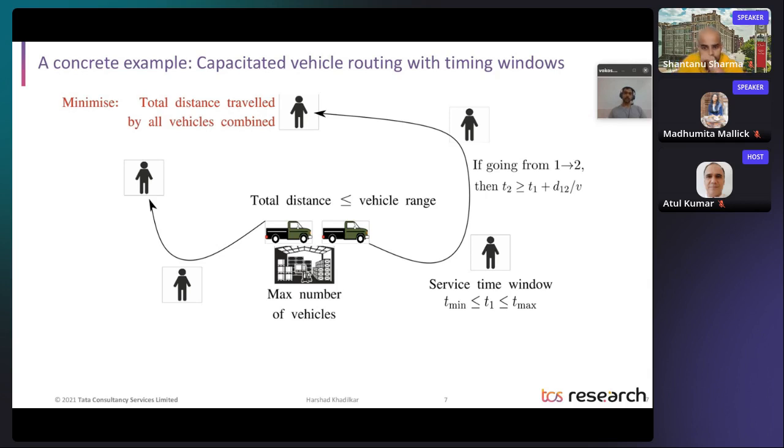A concrete example is something very simple that everybody understands, the capacitated vehicle routing problem. The problem here is that you have a fixed number of vehicles sitting in your depot in the center of the screen, and you have a number of customers which need to be serviced with a given quantity of product in a certain amount of time.